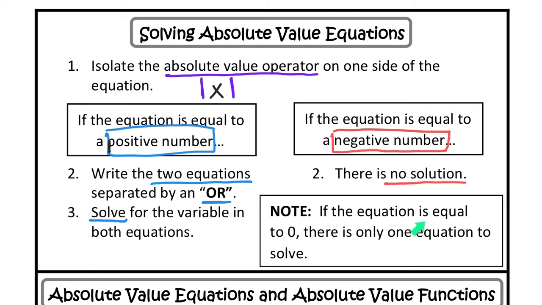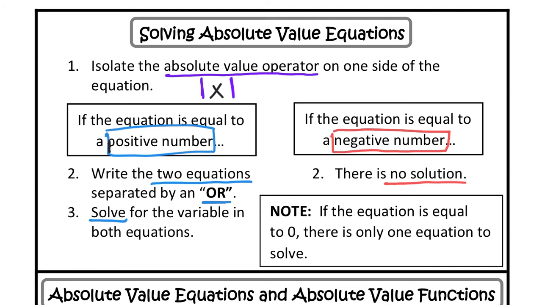If the equation is equal to 0, there's only one equation to solve. Okay, so if it's equal to a positive number, I have to solve for two equations, for both equations. And I'll explain that when we look at an example. But if this equation that we're trying to get by itself is equal to a negative number, there's no solution.